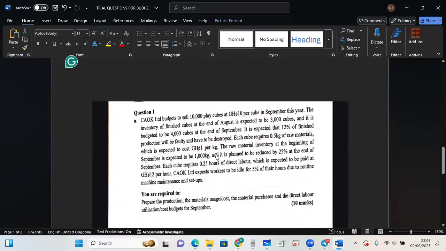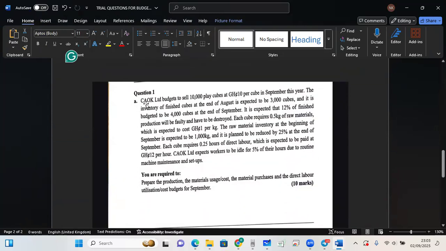The second question is also under budgeting. Now, they are saying that CAOK Limited budgets to sell 10,000 play cubes. Here you could see that they've given you the budgeted selling unit or the sales unit, right? So when you are preparing your production, it's straightforward because you have the sales unit already.